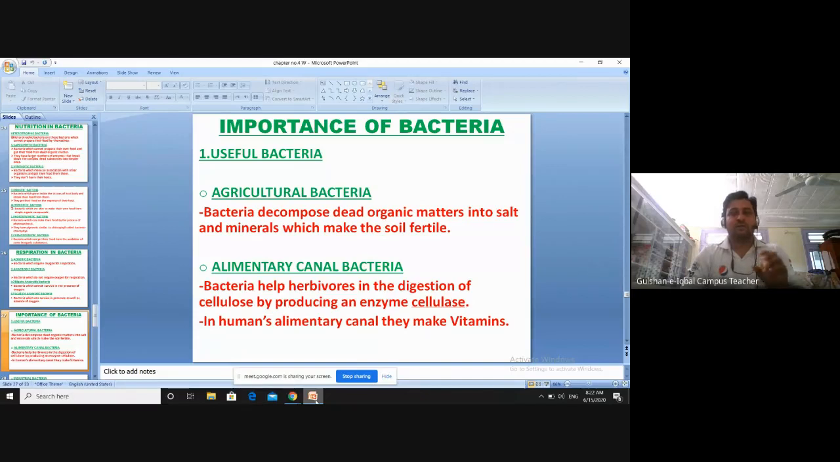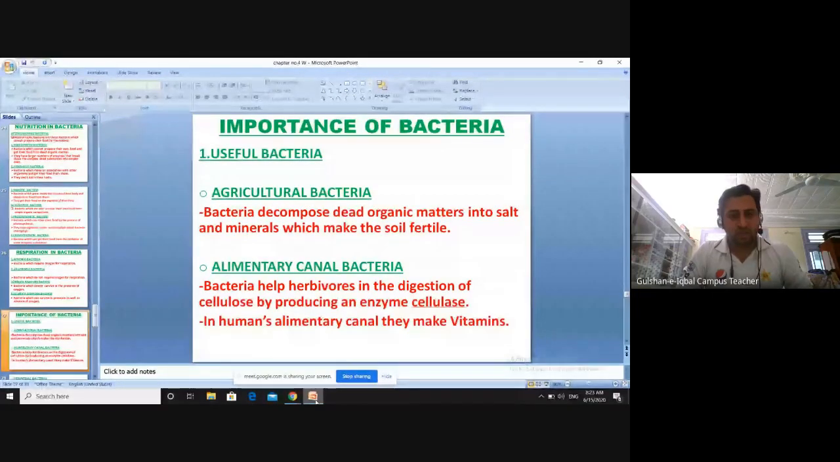So when the matter is decomposed in the soil, it makes the soil fertile, and that soil becomes very good for agriculture. One of the most important functions of bacteria is decomposition, and decomposition helps the soil become fertile, and the fertile soil can be used for agriculture.